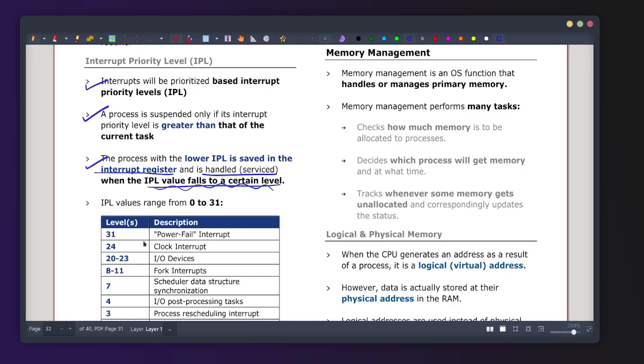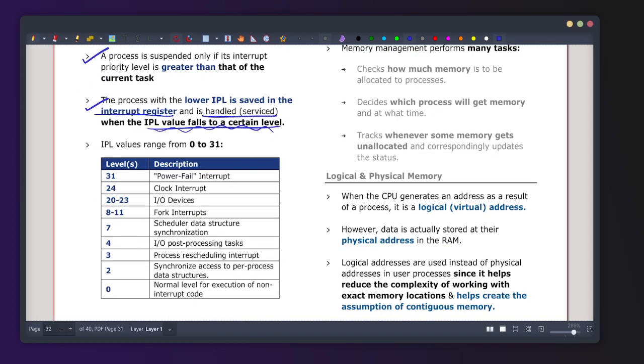Now there are multiple interrupt levels. For most systems it ranges from 0 to 31, and 31 is the highest interrupt level. So 31 is power fail interrupts, 24 is clock interrupts, 20 to 23 is IO devices, and then 0 is for normal processors. So normal processors also have an interrupt level.